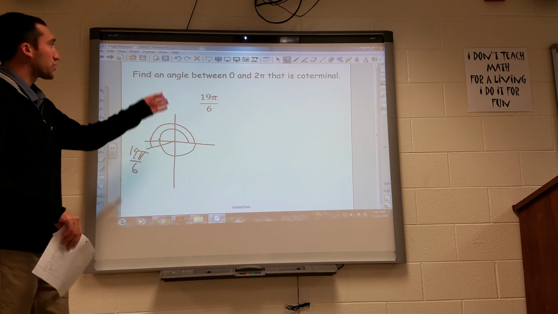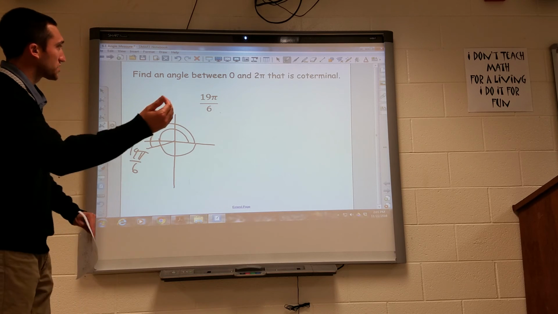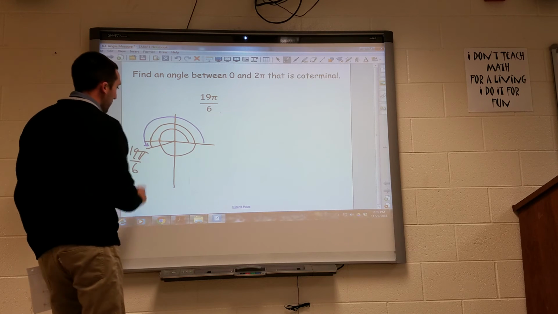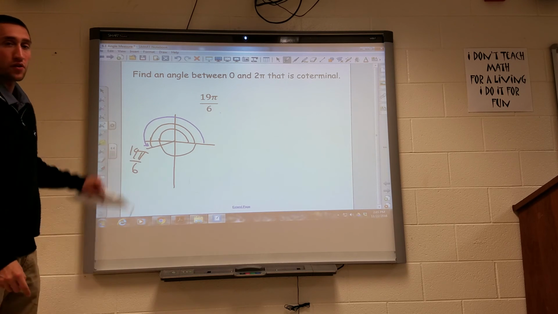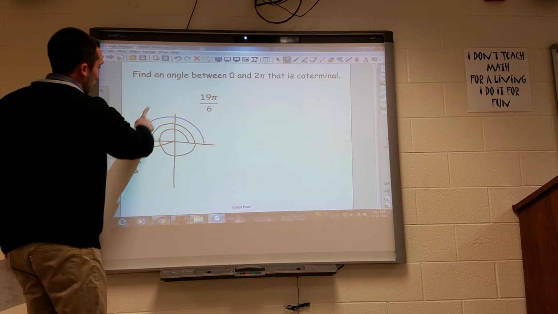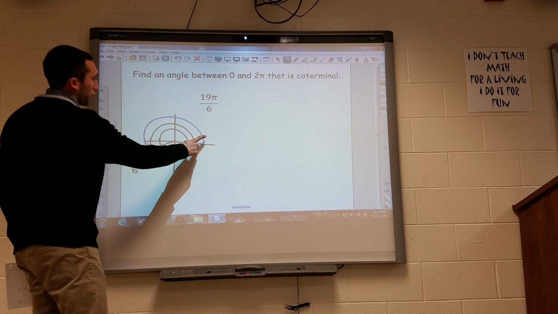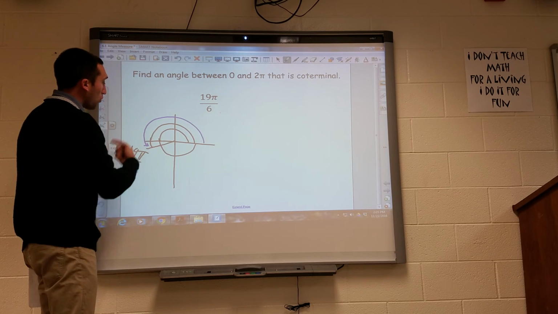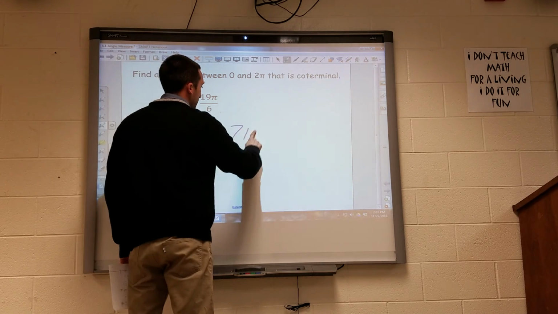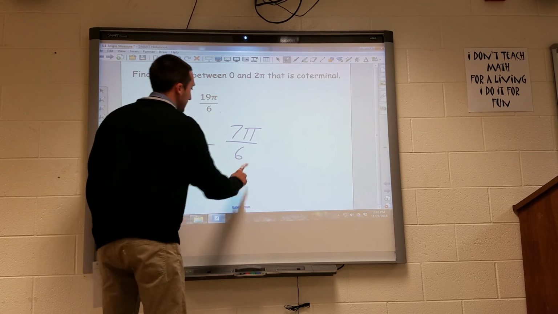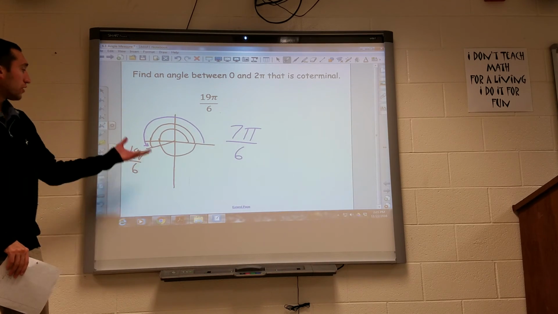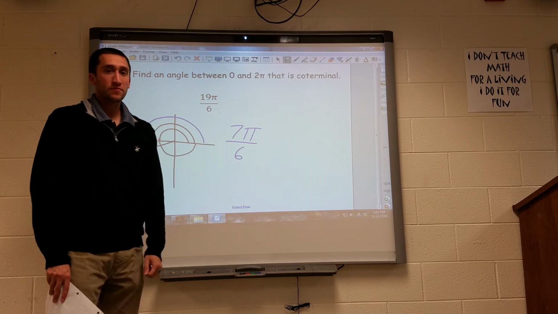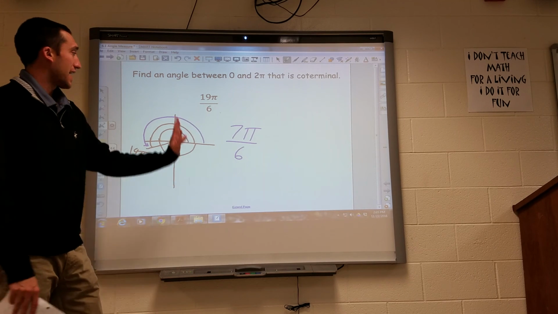But I want an angle between 0 and 2 pi, so it has to be smaller than 360 degrees. So I need the angle that goes just from my x-axis to that angle in the third quadrant. So just this smaller angle here. Since going from my x-axis back to my x-axis again is 6 pi over 6, I need to go 1 more pi over 6. So that is 7 pi over 6, a coterminal angle with 19 pi over 6. That is between 0 and 2 pi, so less than 360 degrees, and it's a positive value.